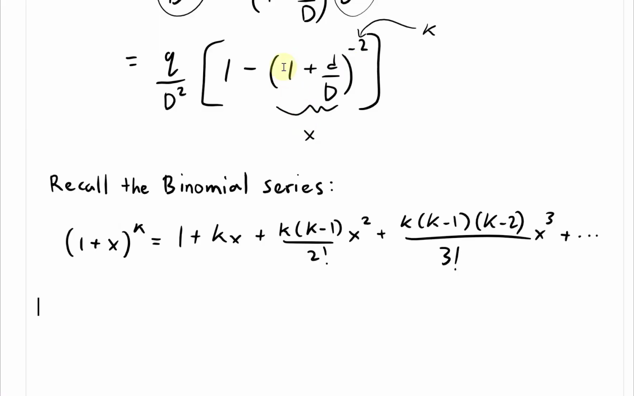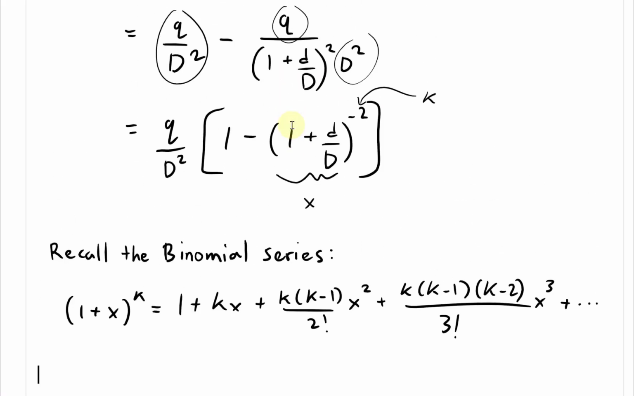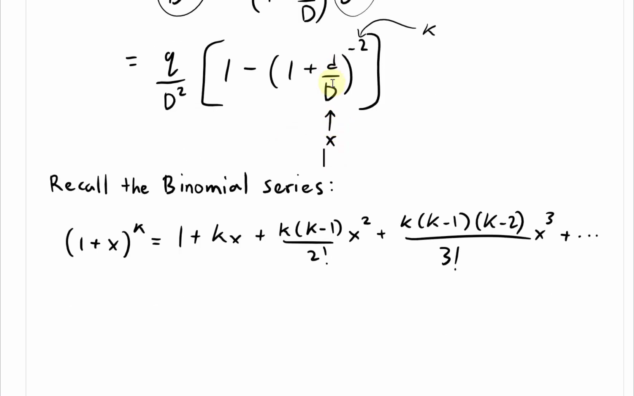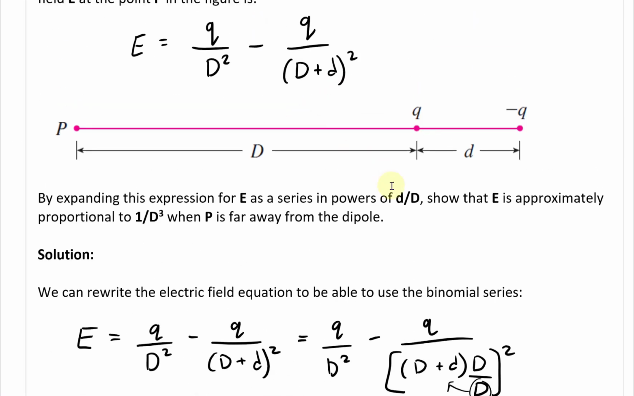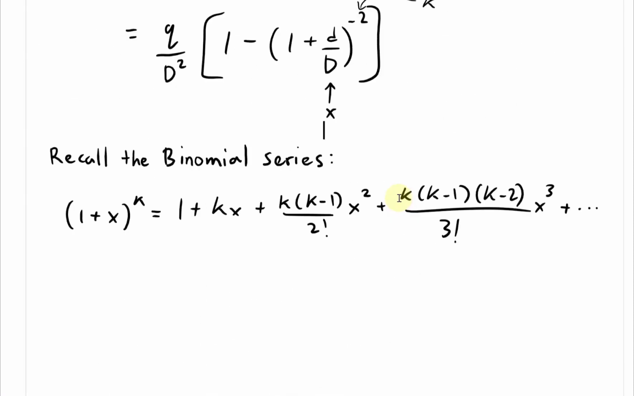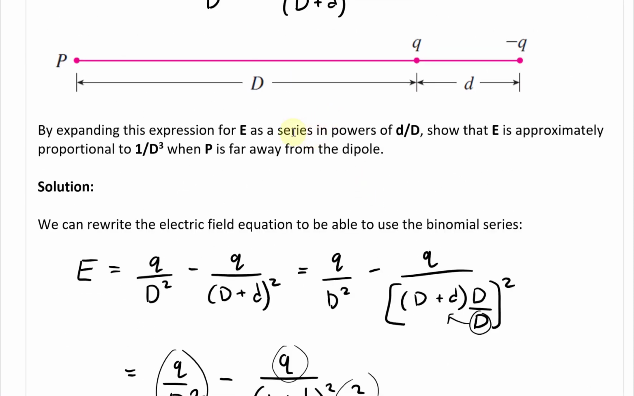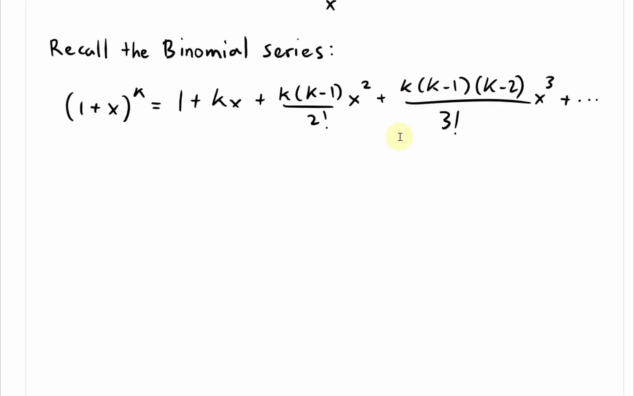So d over D is our x. Actually, no, we get that off. This one is our x. So we're only going to be approximating this right here as a binomial series, with d over D as our x, as we were asked here. So as a series of powers of d over capital D.